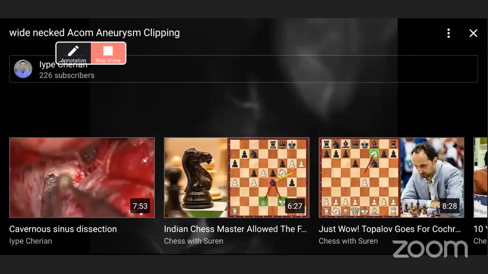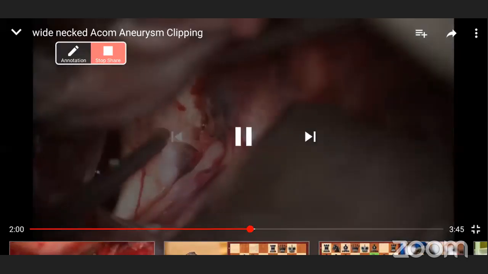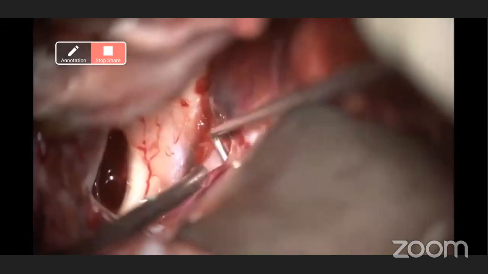Do you use an endoscope to check the complete occlusion of the neck, or only rely on ICG? No, I don't use an endoscope. I mean, when I was in Fujita, I saw this technique, and Professor Sano used to use it, and Dr. Kato also used to use it, but I don't use it.